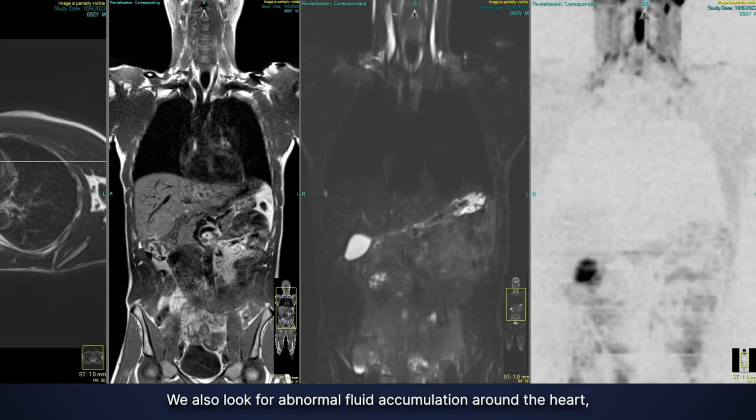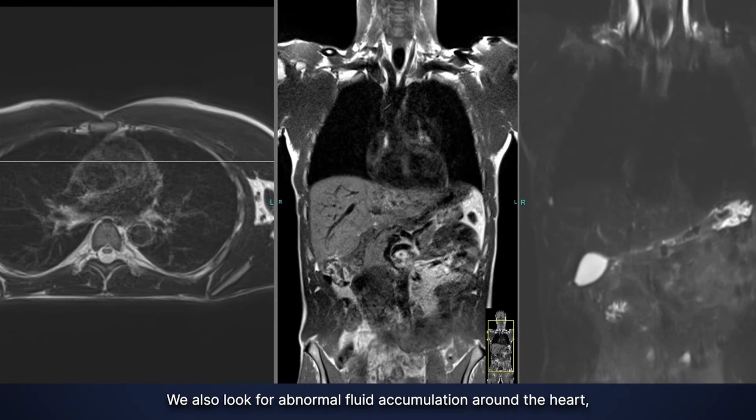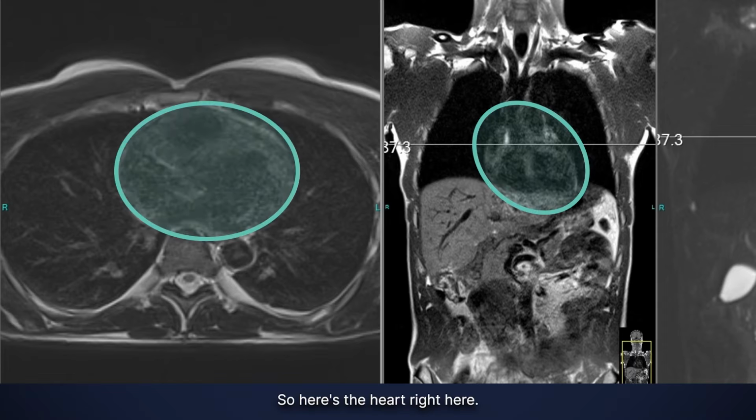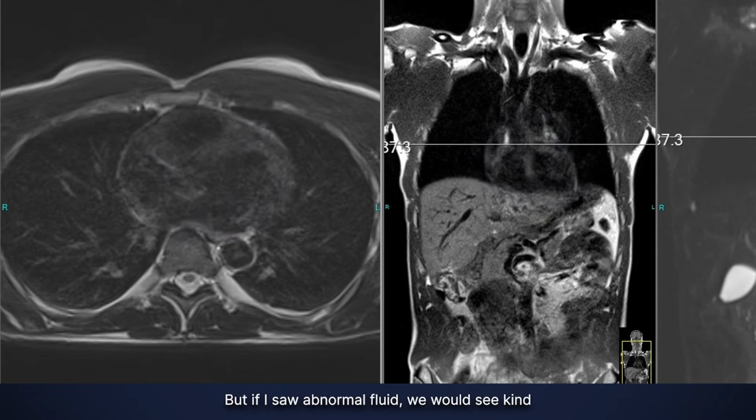We also look for abnormal fluid accumulation around the heart, which is over here in the central portion of the chest. So here's the heart right here, and this is a normal size heart. But if I saw abnormal fluid, we would see kind of a thickened white rim around the heart, but we don't see that in this case.